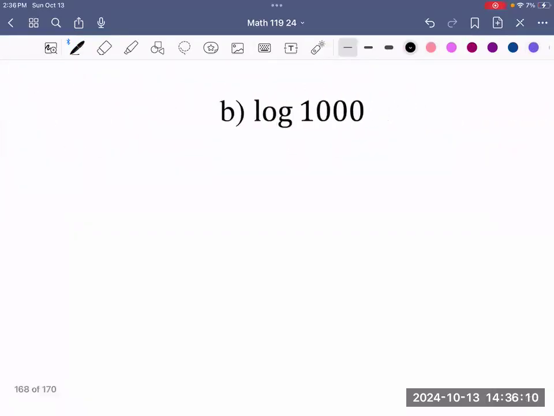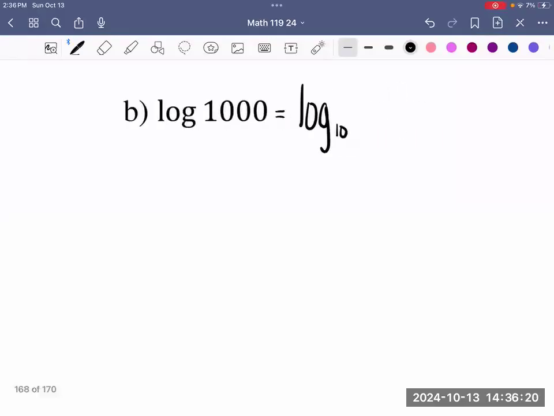So we have log of 1,000. Let's rewrite this here. I have a logarithm with a base of 10. If you don't see it, it's a base of 10. And 1,000 is really just 10 raised to the 3rd power, which allows us to cancel, and the 3 drops.